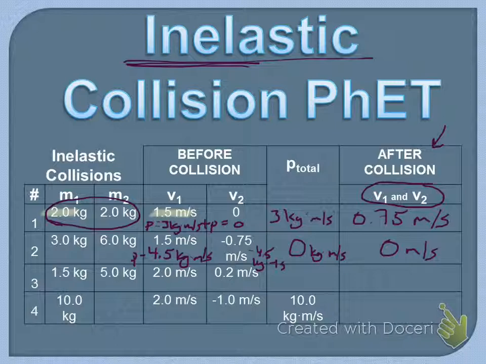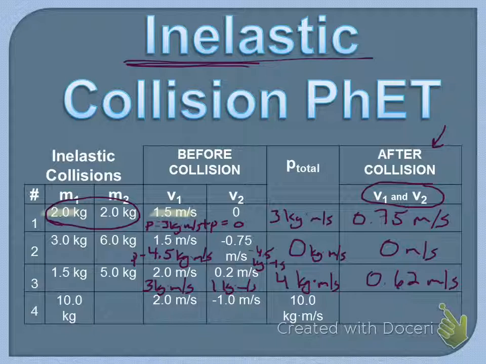All right, so continuing on, for number 3, we have 1.5 times 2, which is going to be 3 kilograms meters per second, and then we have 5 times 0.2, which gives us 1 kilogram meters per second. So our total momentum is 4 kilograms meters per second. When we run the PhET, we get 0.62 meters per second for the velocity of both objects after they've collided and stuck together.